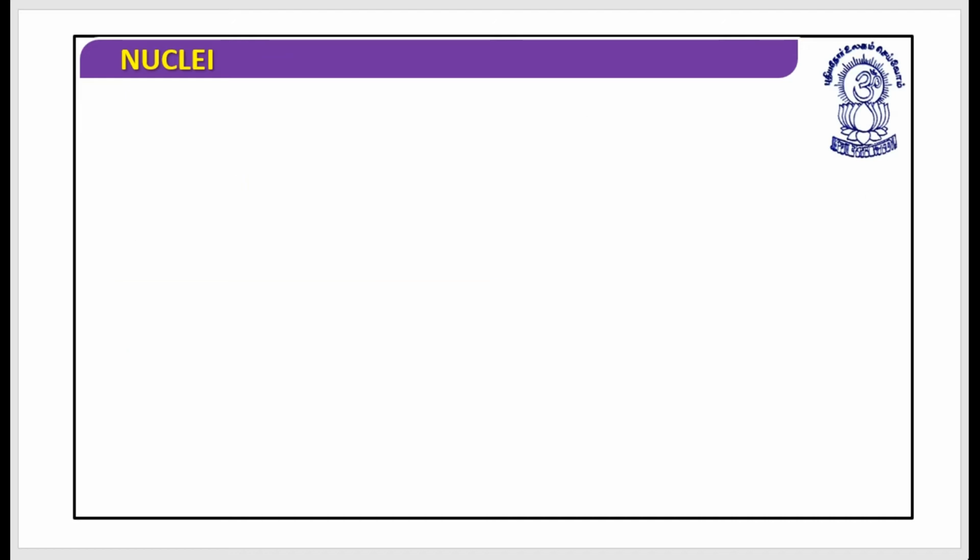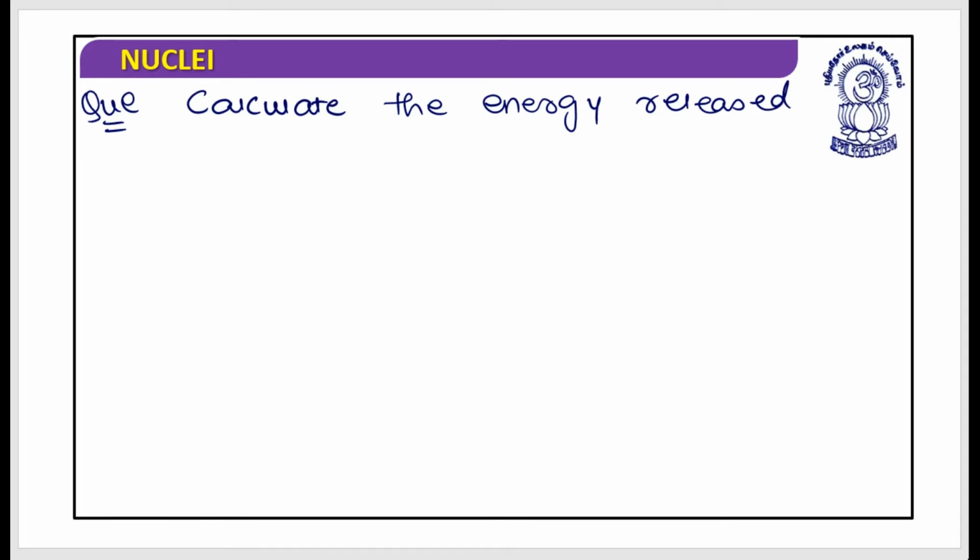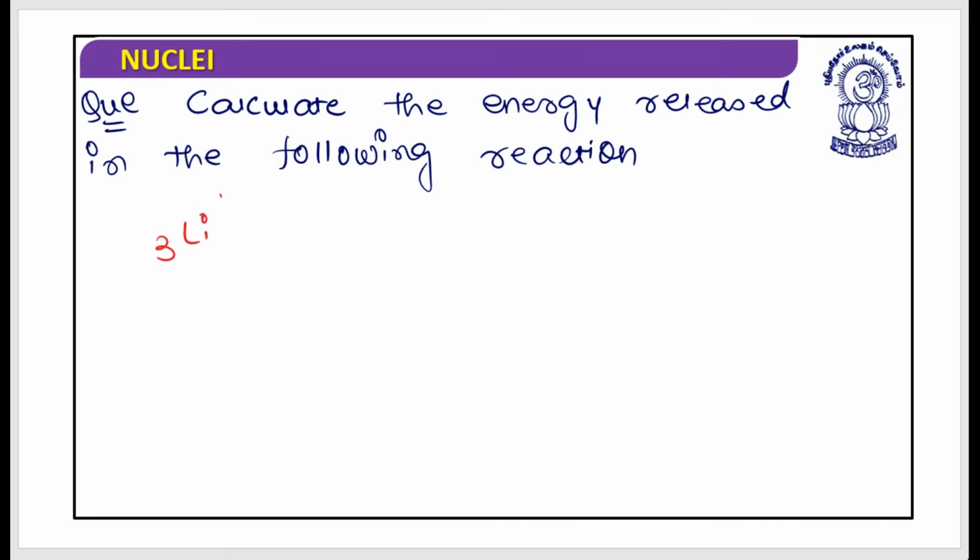Suppose I have been asked to calculate the energy released in the following reaction. The reaction is given as 3Li6 plus 0n1 gives 2He4 plus 1H3.